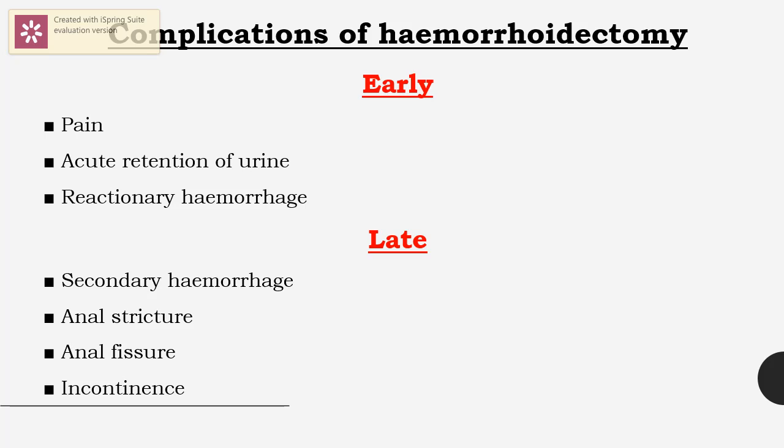and reactionary hemorrhage which is much more common than secondary hemorrhage. The hemorrhage may be mainly or entirely concealed but will become evident on examining the rectum.